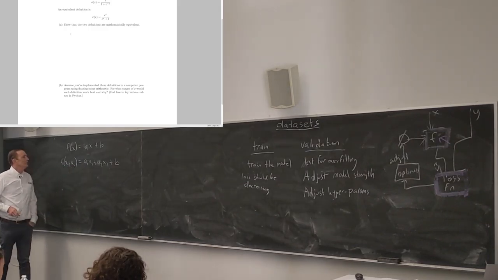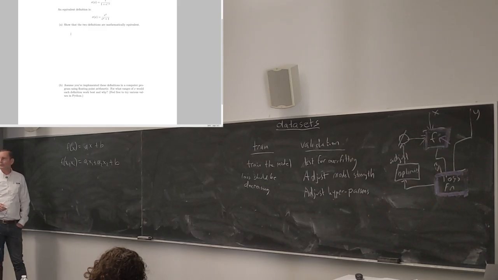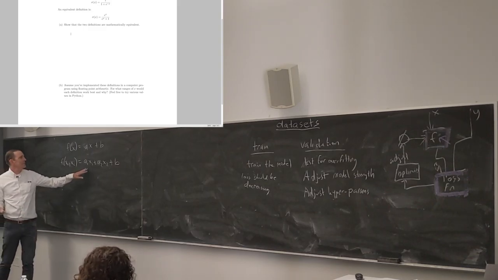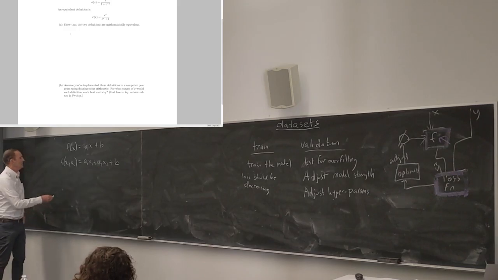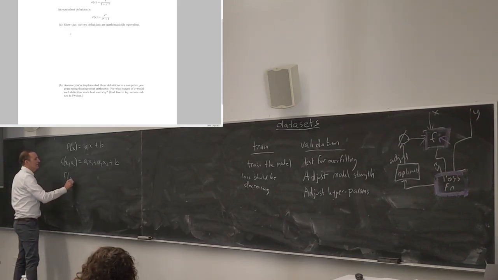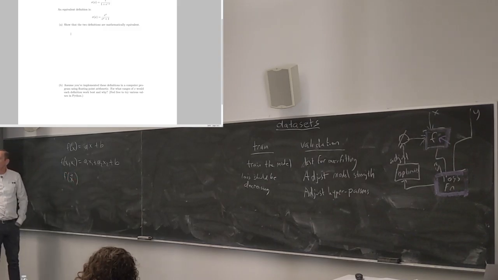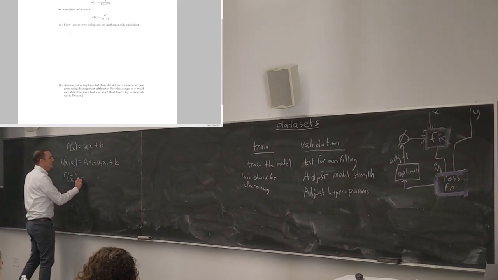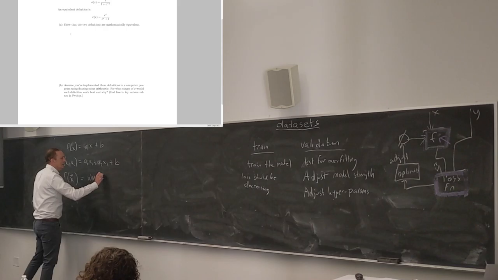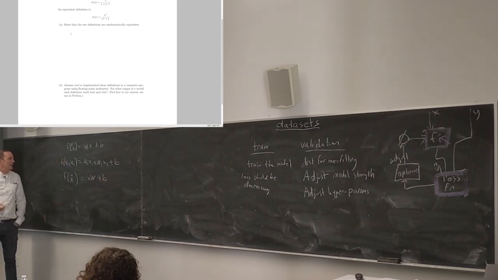What I'd like to do is rewrite this in matrix form, just so we don't have to have this extra summation. So I'm going to say f of x bar, let's just say, right? It's a vector, is going to be equal to xw plus b. And I'm going to define what w is in just a second.